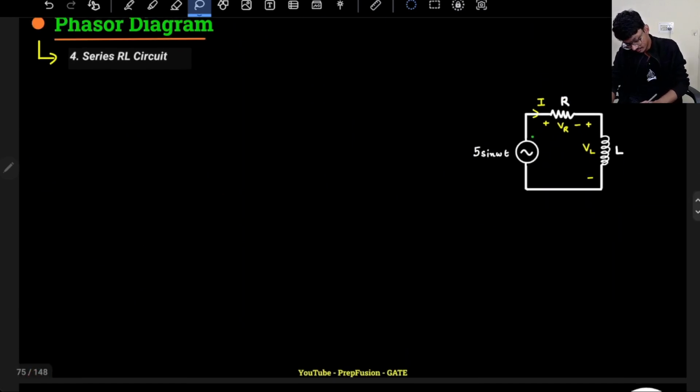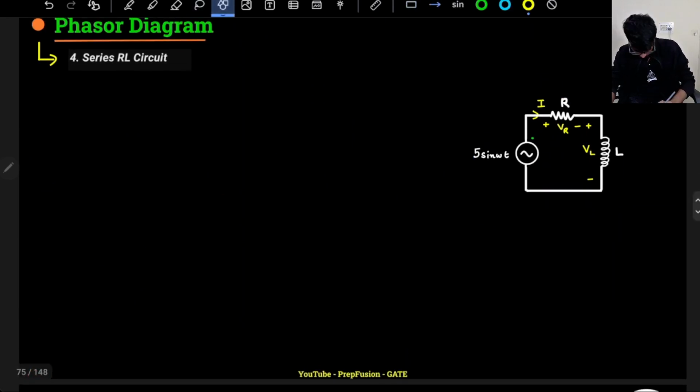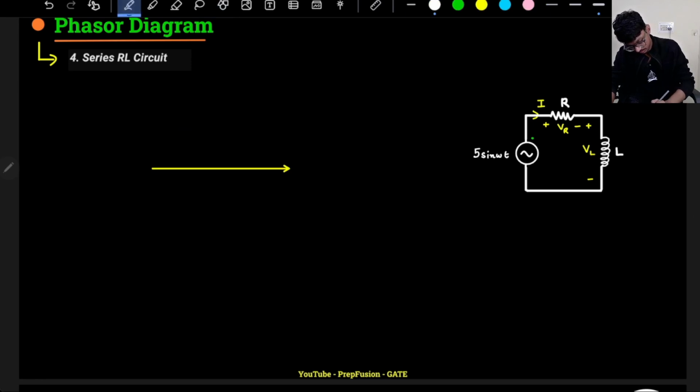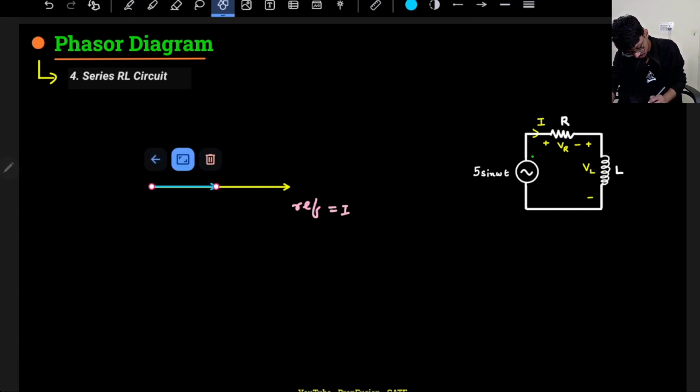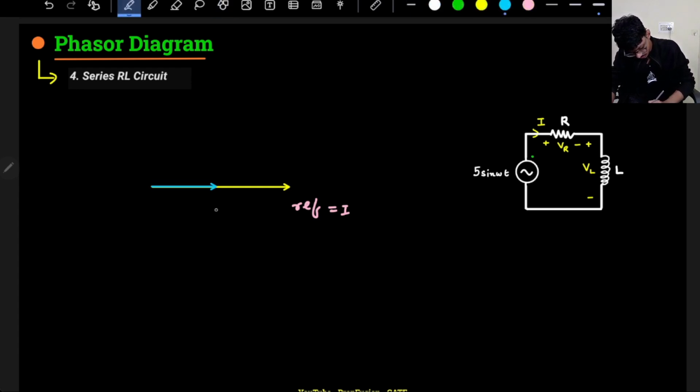Okay, so my reference is current. This is my reference, basically, the current. Now the voltage across the resistor will also be in the same phase. Here the voltage across the resistor will also be in the same phase, VR, angle of 0.